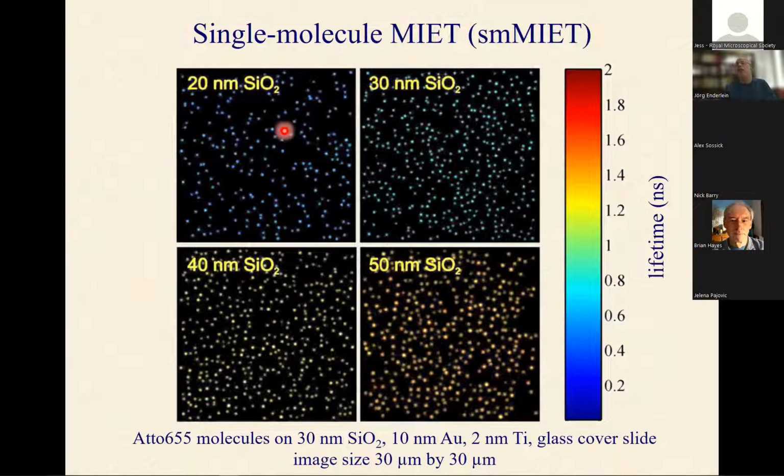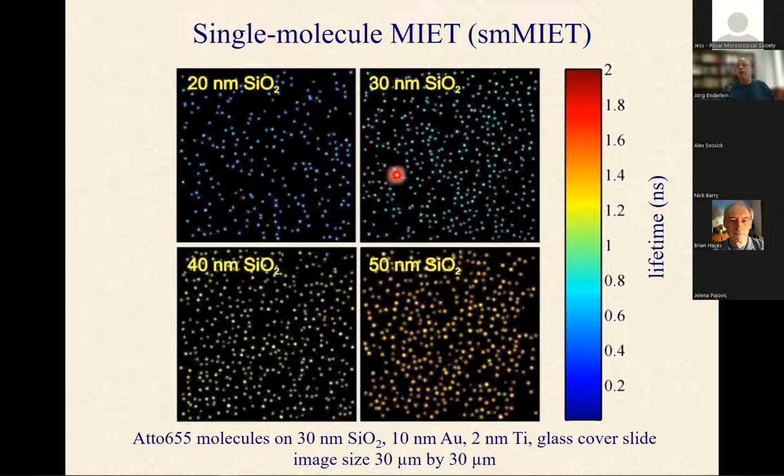So here's 20 nanometer, 30, 40, and 50. And the color here is giving the fluorescence lifetime. So bluish means shorter lifetime in this range, reddish means you are in the longer lifetime range. And what you can see, of course, the first message is that the signal to noise ratio is still excellent. With very high signal to noise contrast, we see single molecules.